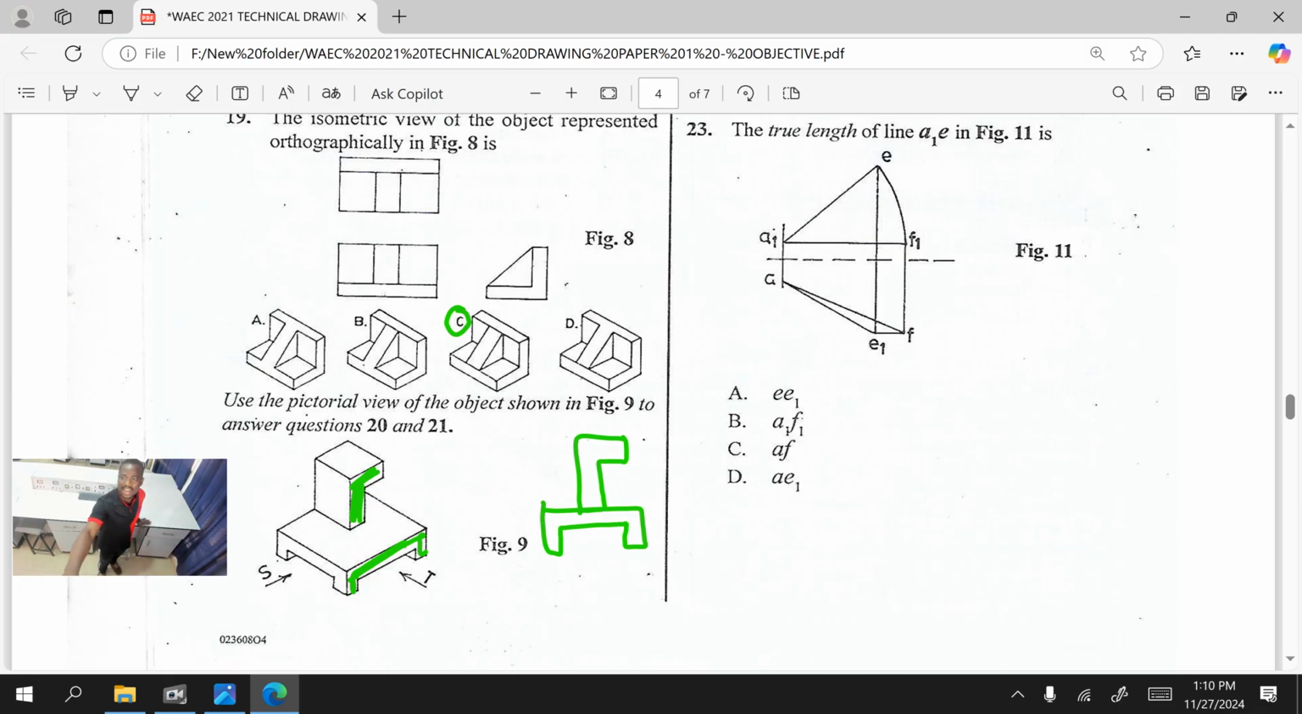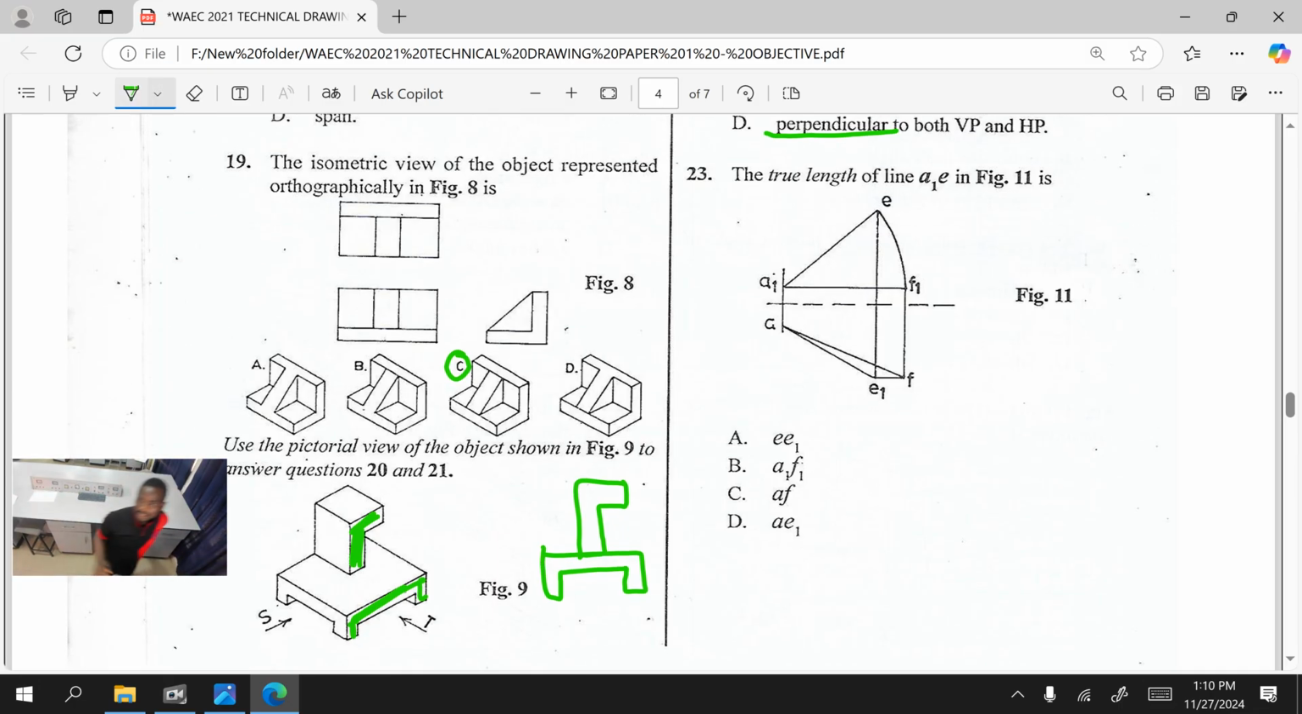23. The true length of line A1E in figure 11 is dash. This is the line they are dealing with. This method is a revolution method. Let me write it. Revolution method. We have the triangulation method, we have the revolution method. If you are not familiar with the revolution method, this is a reminder for you to go and learn it. Watch my videos, you will see the method in one of my videos. This is the revolution method of finding the true length of a line in space.